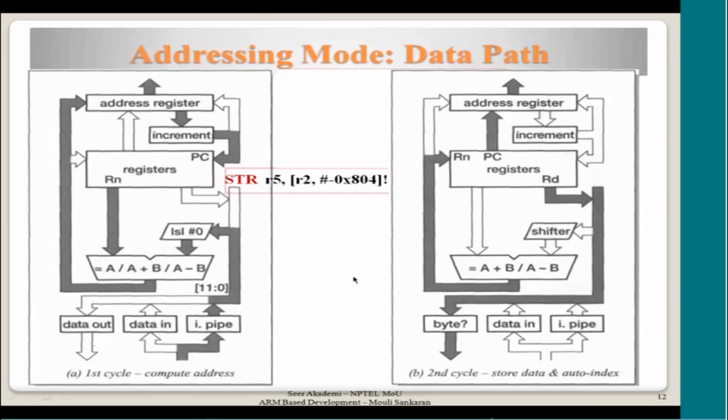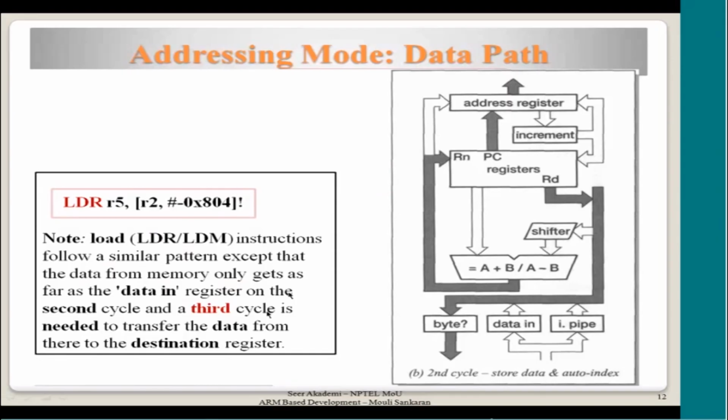Now that is why I have put some note here. It will take one more cycle. You can read through. LDR instructions follow a similar pattern except that the data from memory only gets as far as the data in register on the second cycle, and the third cycle is needed to transfer the data from there to the destination register. So from here to destination register will be one more cycle if it was a LDR. Once you understand this, the rest of the presentation will be different ways of using the instruction. Now let us see one by one.